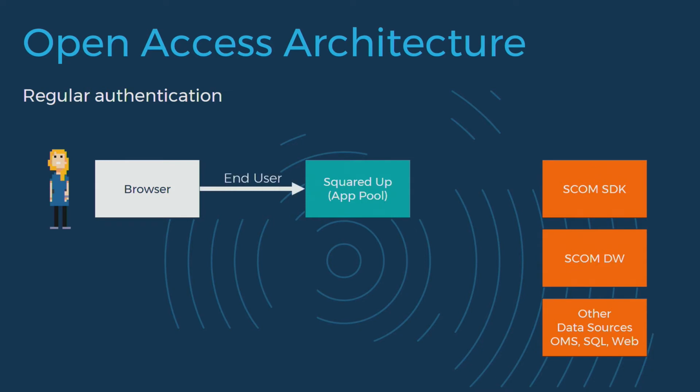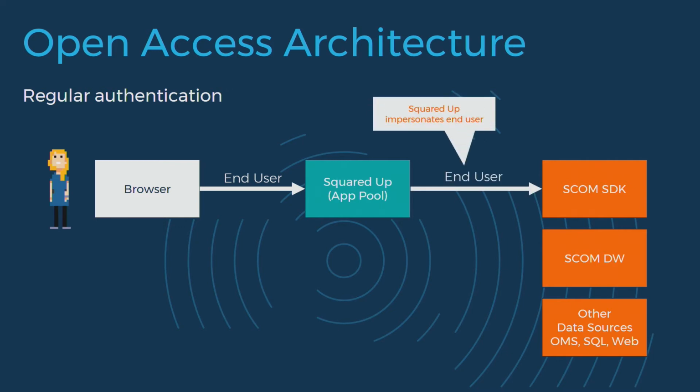So with regular authentication, the end user comes along, authenticates with Squared Up. That's either through Windows Auth or Forms Auth. Squared Up then impersonates that end user and talks to SCOM as that end user, and that's where we get all the role-based access control from. When it talks to the data warehouse and the other data sources, it does actually use its own service account. So when talking to the data warehouse, the end user doesn't need access to the data warehouse, just Squared Up does. So we've got a mix of impersonating the end user when we talk to SCOM, and then just using the Squared Up app pool account or service account when we talk to the data warehouse and other data sources.